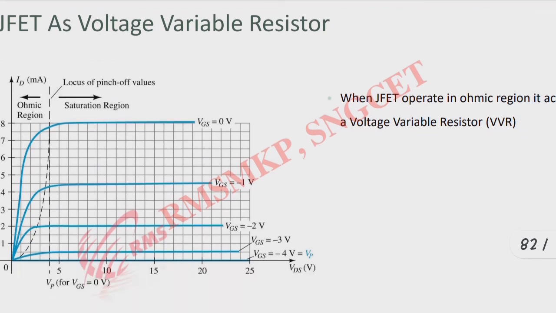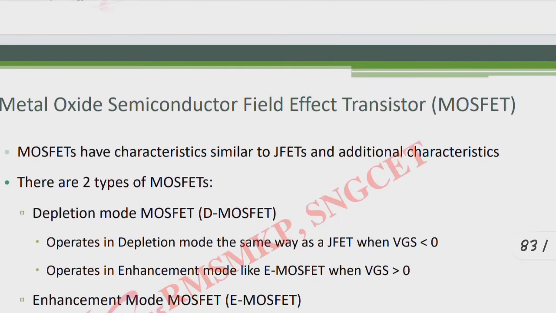This is the graph of voltage variable resistance. When JFET operates in ohmic region, it acts as a voltage variable resistor. We can see ohmic region and saturation region. This is an ID versus VDS graph.